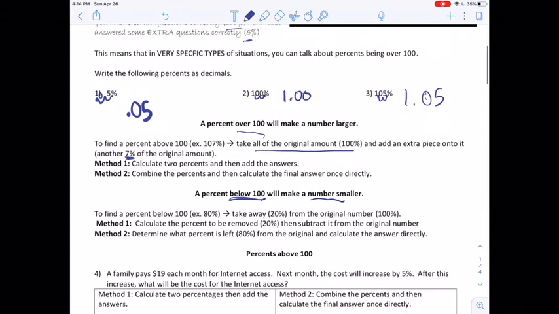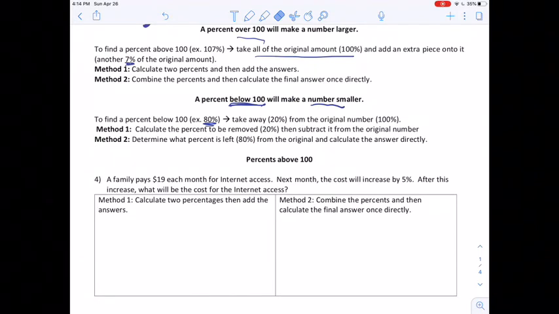If we're asked to find a percent below 100, for example, to calculate 80%, that means you're taking 20% away from your original number. So 2 methods again. The first one would be to calculate the percent to be removed, the 20%, and subtract it from the original number. Or method 2 would be to determine what percent is left, 80%, from the original, and calculate the answer directly.